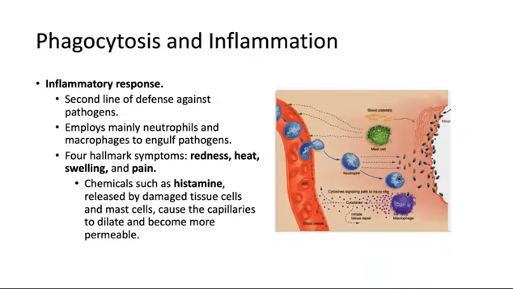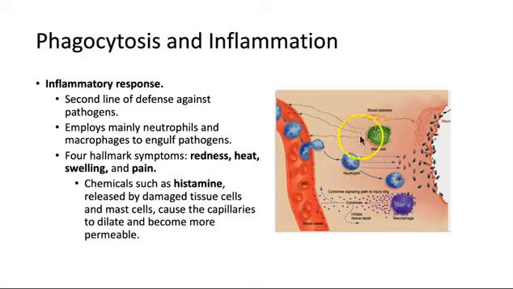Next, let's walk through the process of phagocytosis and inflammation. This is now our second line of defense because the pathogen has been able to get through those physical barriers. So we're going to employ our neutrophils, which are the first white blood cells to arrive, and also our macrophages and their phagocytosis processes to gobble up any pathogens that have entered into our tissues. We have 4 hallmark signs of symptoms, which are redness, heat, swelling, and pain. Now there actually is a 5th one as well, known as loss of function.